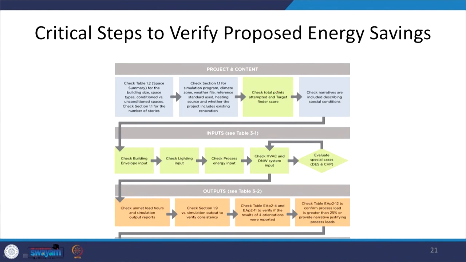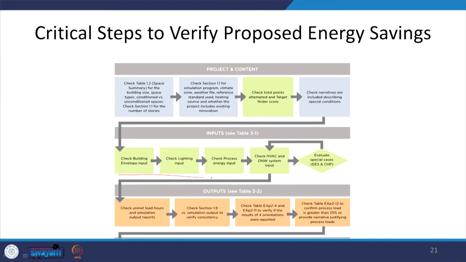You can use any of these softwares, but the critical steps to verify the proposed energy savings and to demonstrate the compliance remain the same in all these software. We will learn only one of these simulation softwares in subsequent lectures. However, here I will very quickly take you through the critical steps of verification. First of all, we check the total points which are attempted and the targeted score for green building compliance, because largely this whole building simulation is used for demonstrating green building compliance.